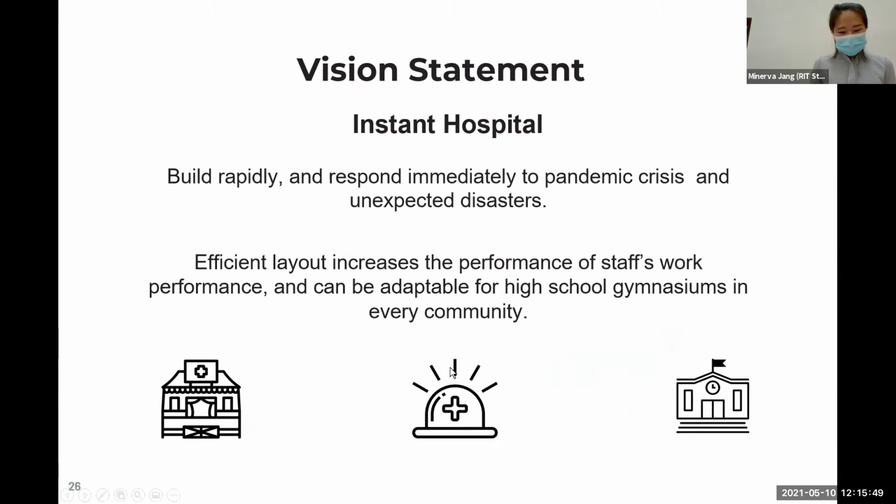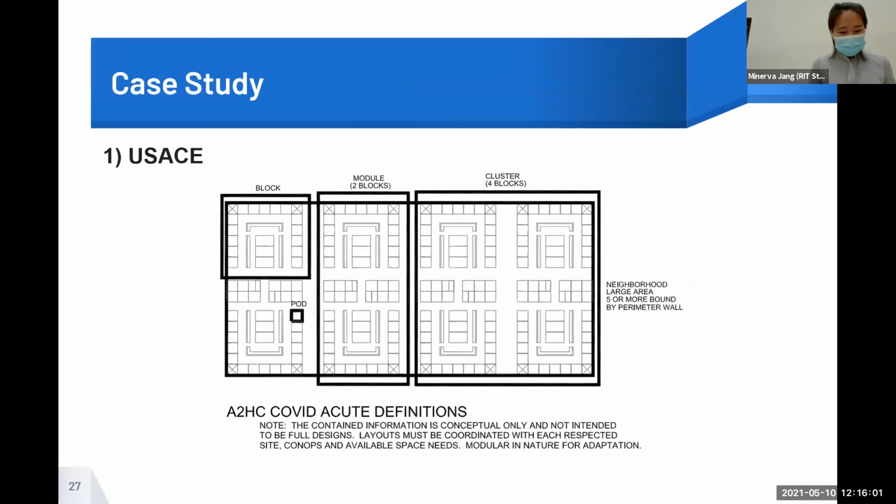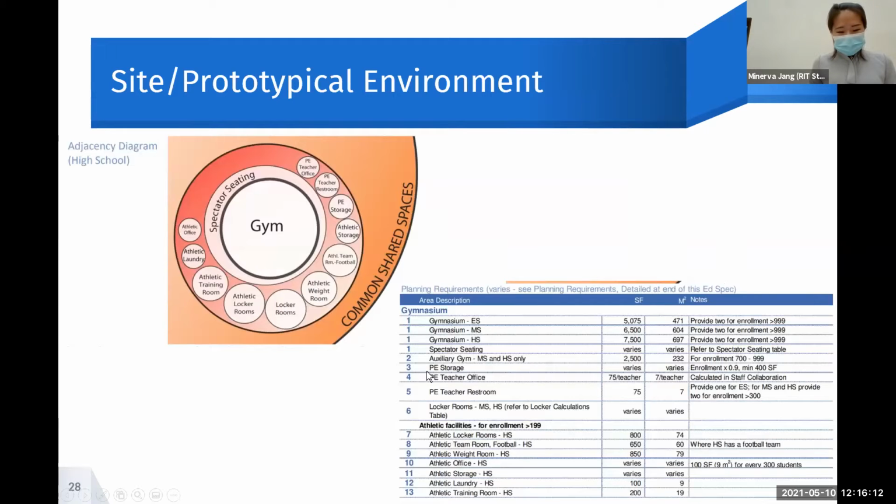The alternate care site that I propose is converting a high school to become healthcare very quickly. This project is not about big scale alternate care sites, but smaller scale, which is more prevalent across the country. For the solution, the module system created by the US Army Corps of Engineers for acute COVID-19 patients was a reference. A prototypical environment for alternate care sites that I propose will be installed in a typical high school gymnasium in the United States.